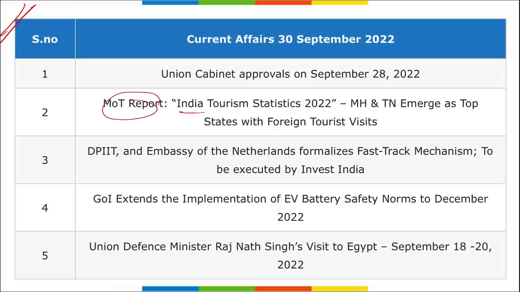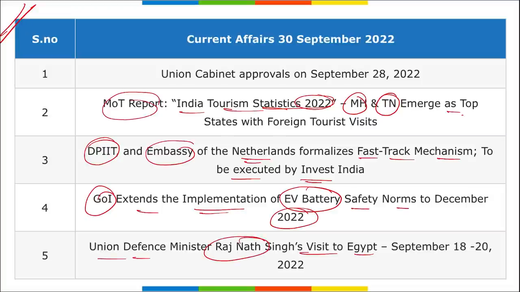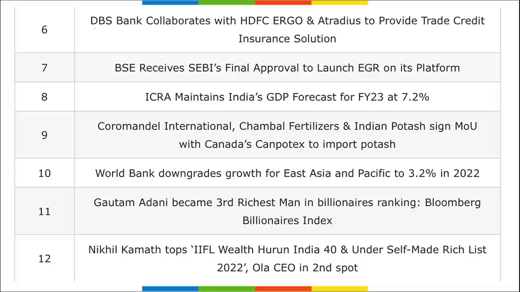MOT reported the Indian tourism statistics for 2022, and here Maharashtra and Tamil Nadu emerged as the top states. DPIIT and the Embassy of the Netherlands have formalized the fast track mechanism to be executed by Invest India. The Government of India extended the implementation of electric vehicle safety norms to December 2022. Union Defence Minister Rajnath Singh visited Egypt from 18th to 20th of September. DBS Bank has collaborated with HDFC Ergo and Atradius to provide trade credit insurance solutions.